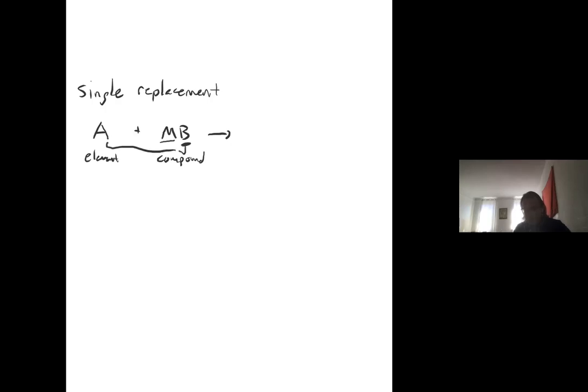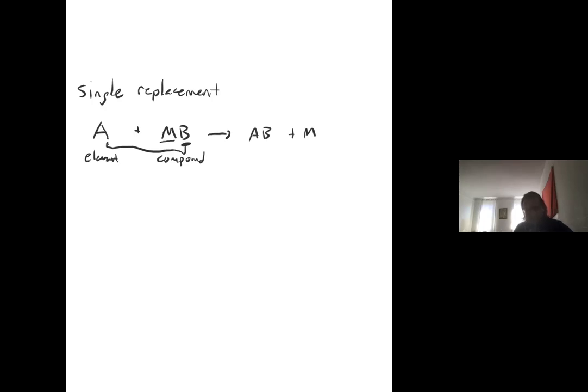So single replacement. We'll actually see these when we get to redox chemistry tomorrow. So single replacement is where you take something that's kind of simple, like an element. So you got an element here. And then, let's do it this way, MB. So now you got a compound. And what happens is the element displaces or it replaces the other element. So what'll happen is, let's do it this way, the B will combine with the A. So you get AB plus M. Right? Does that make sense?